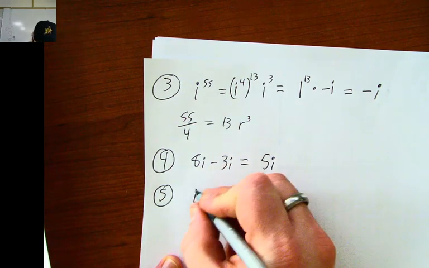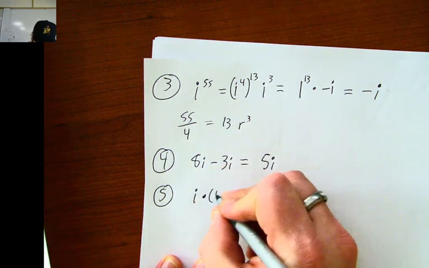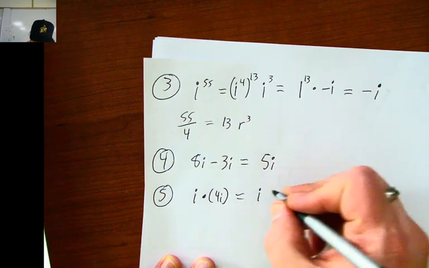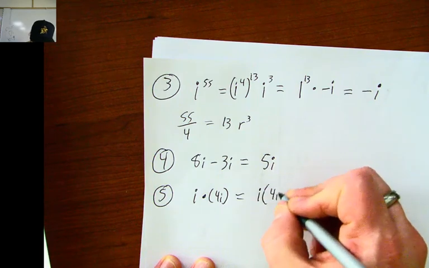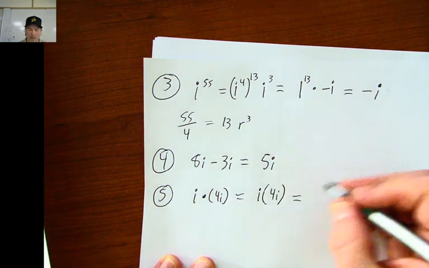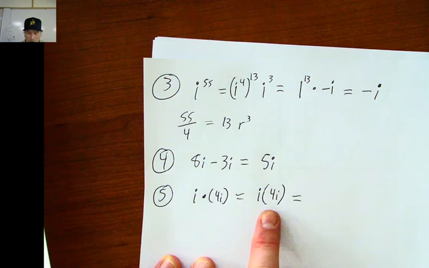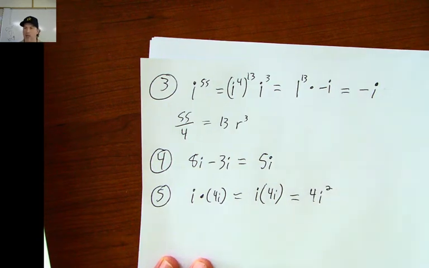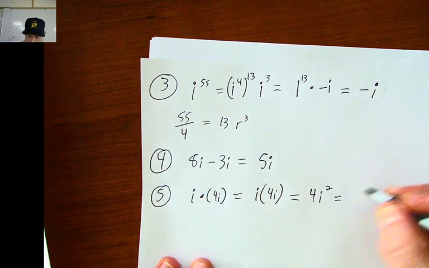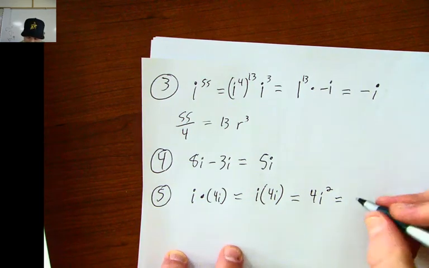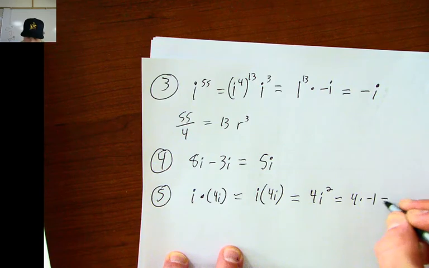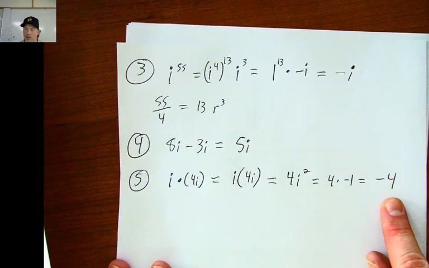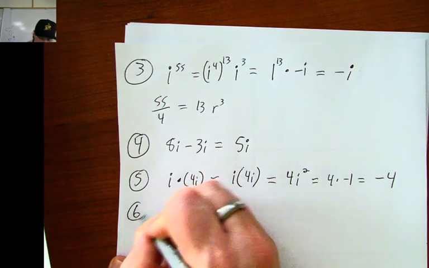Number 5. i times 4i. Actually, it probably wouldn't look like that. It would probably just look like this: i parentheses 4i. Anyway, this is 1i times 4i, which is 4i squared. Then what happens to i squared? i squared is equal to negative 1, which means this is equal to negative 4.